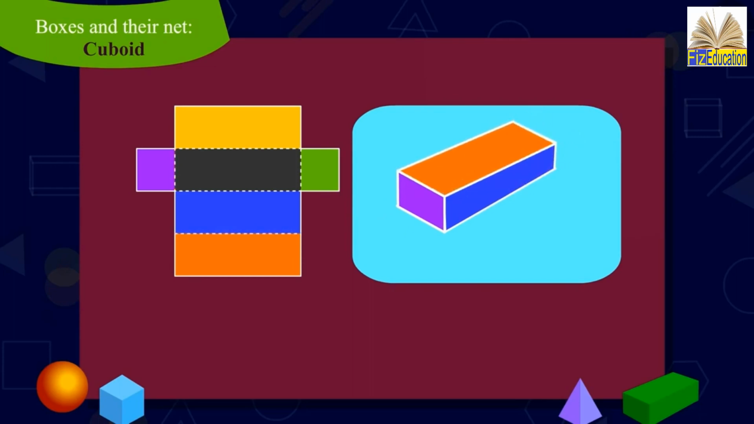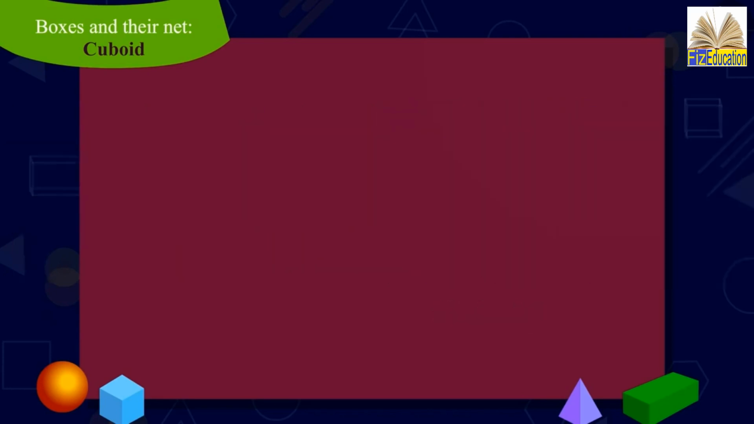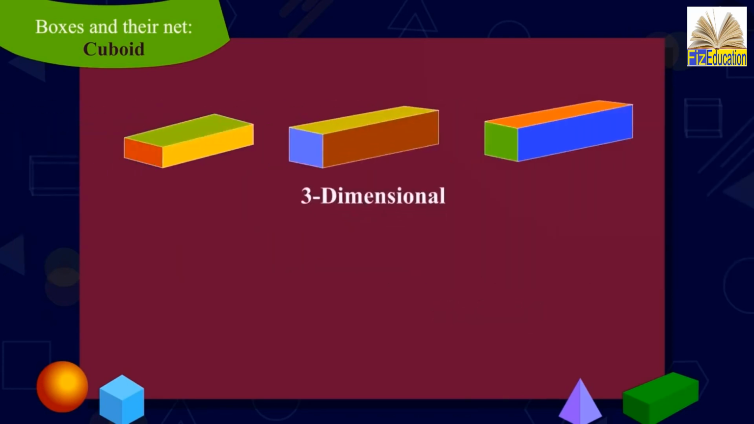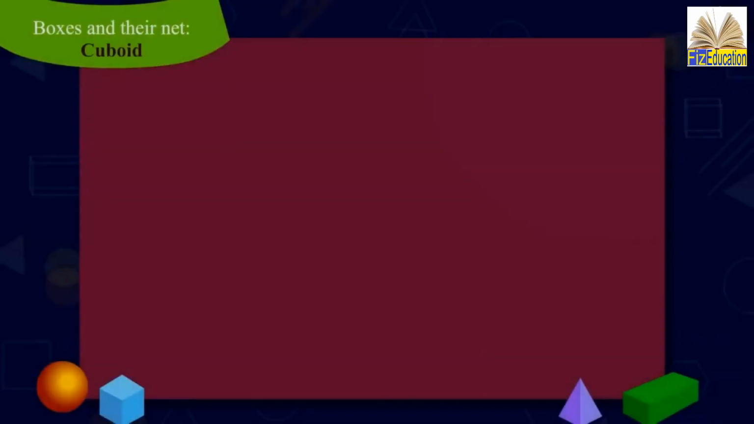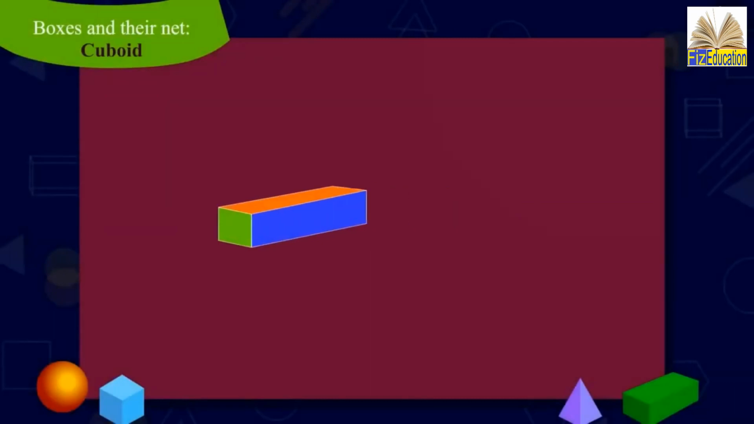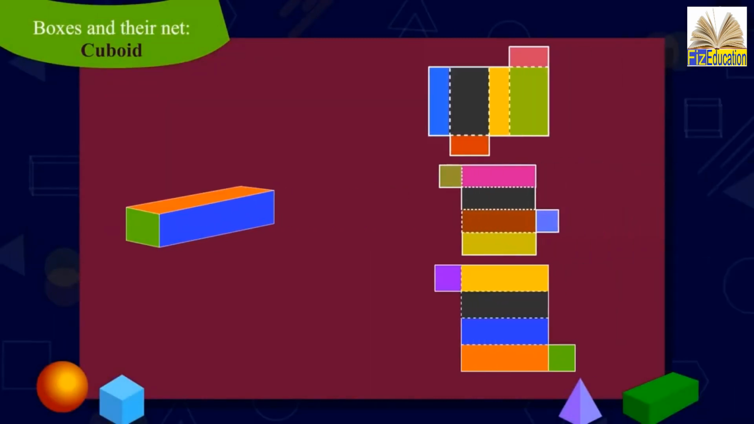That's correct. From the cutouts also, we can make a cuboid-shaped box. Yes, children. Many two-dimensional nets of any three-dimensional shape, such as cuboids, can be made. We can make any box by folding various types of nets.